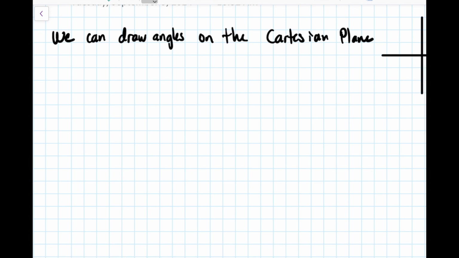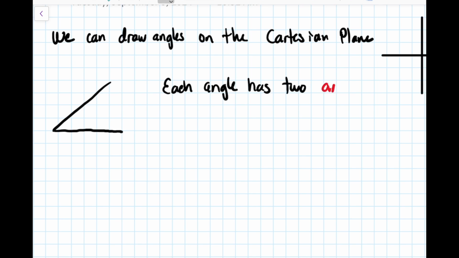When we do that, there's a specific way that we're going to draw them. If you have an angle that looks something like this, just a gap between two lines, each angle has two lines, and those lines have names. As a group, they're called arms. And the place where those arms meet, this point over here on the left, is a word that you know used in a different context. It's called the vertex. So they have two arms and a vertex where the arms meet.